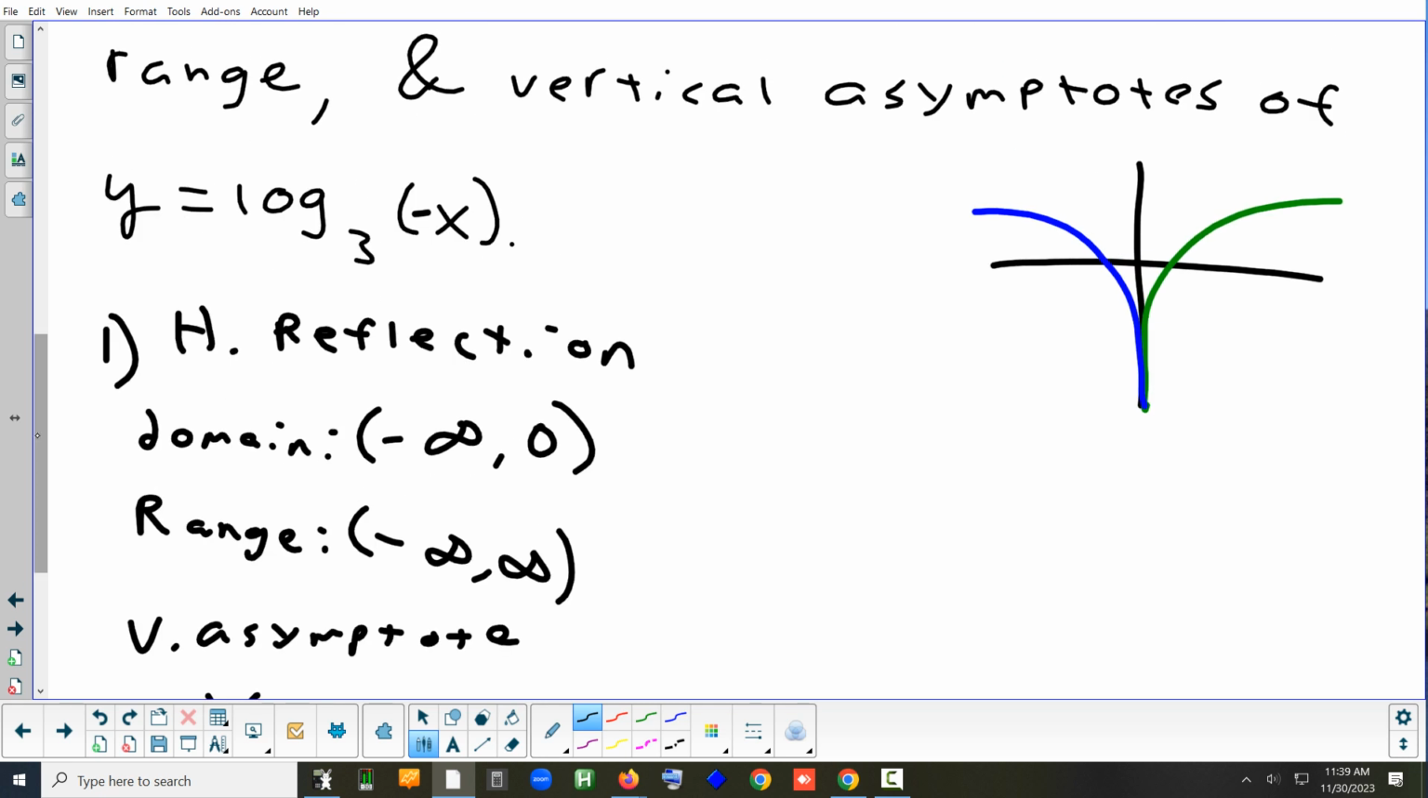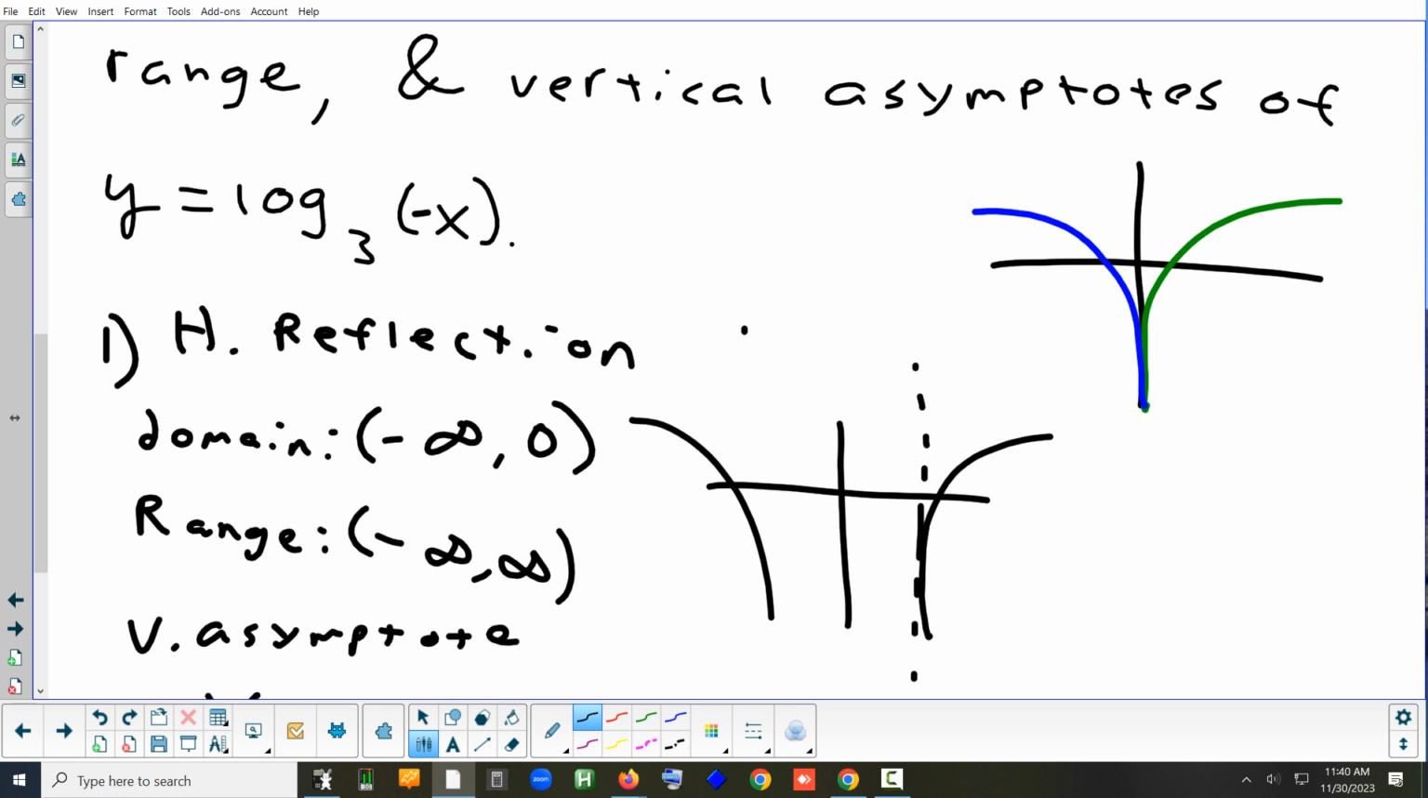Now, the way it would have changed is if you shifted it. Let's say you did this. You shifted it to the right, and then you reflected it. So it would end up over there. This might have an asymptote at positive 3. Now this one is at negative 3. So if you do a shift first and then a mirror image, it changes the asymptote.